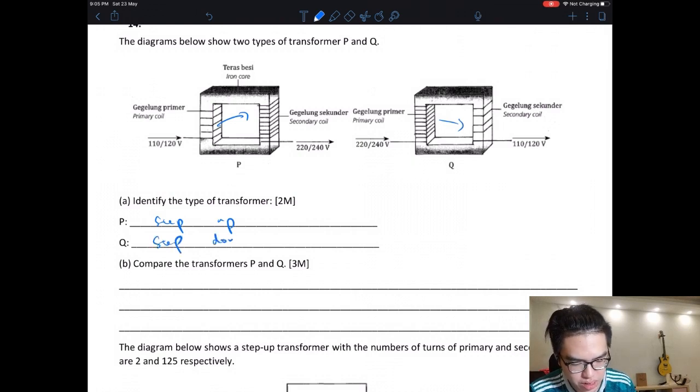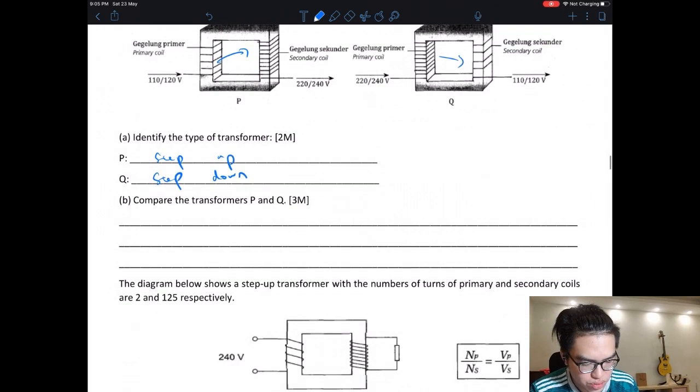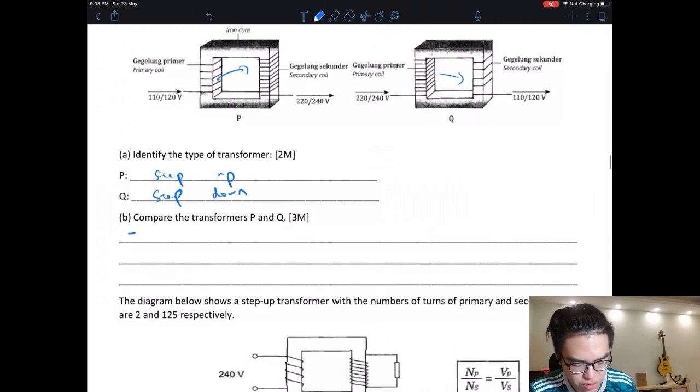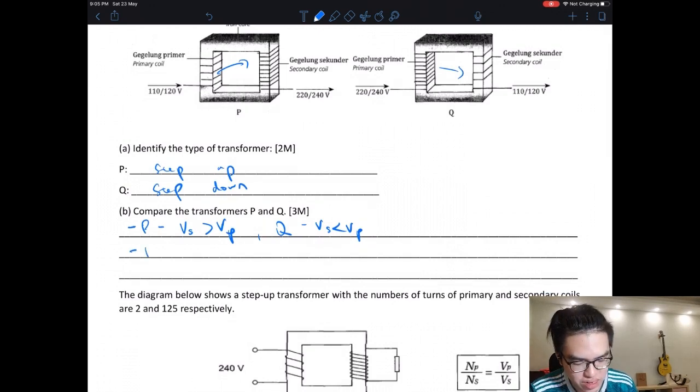Okay, compare P and Q. So how do you compare it? You can say for P, the secondary voltage is more than primary, but for Q, secondary is less than primary. Okay, so that's 1 mark already. And then you can talk about the number of turns. Same thing: for P, secondary has more turns than primary, but for Q, secondary is less than primary.